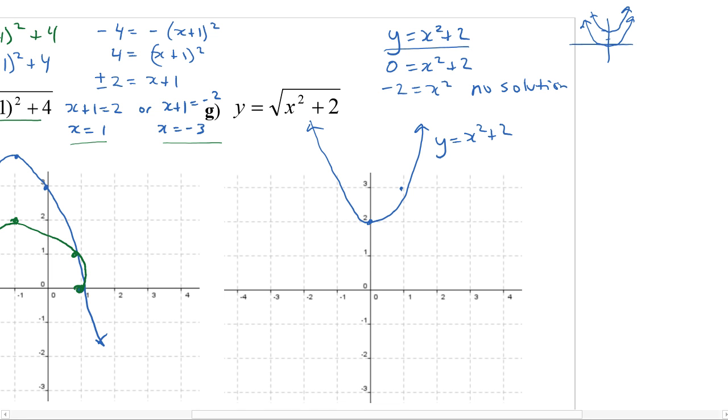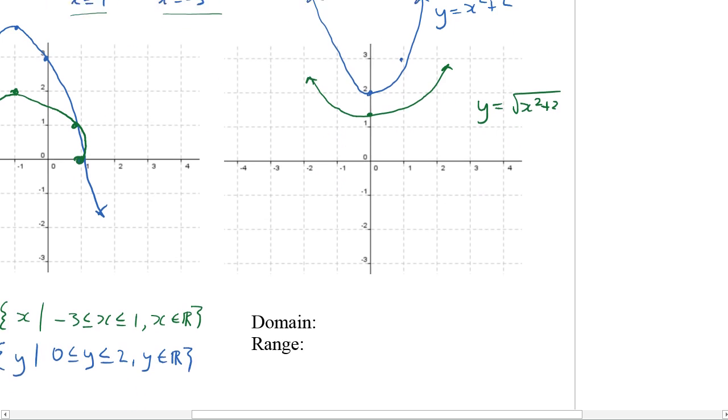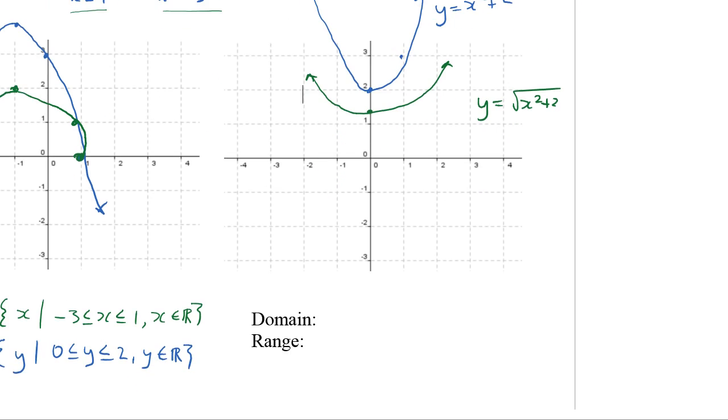Now when I do y is equal to the square root of x squared plus 2, I keep all the x values the same, but do the square root of the y values. So here I have 0, 2, so the square root of 2 is about 1.4, so it'll be about there, and so on. So I'll get, just as a sketch, something like that. And my domain here, well, x can be all real values.